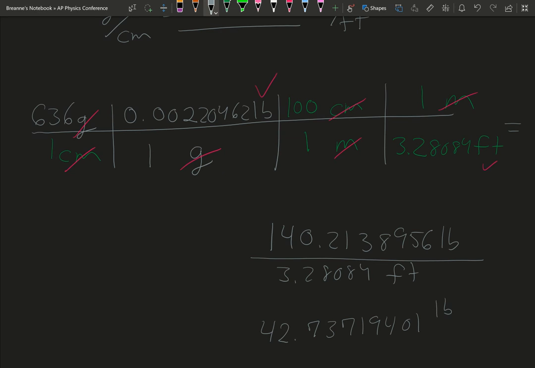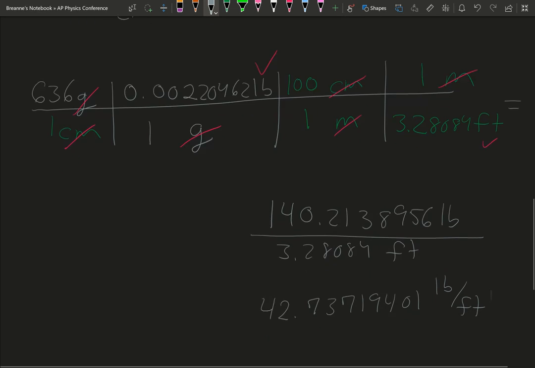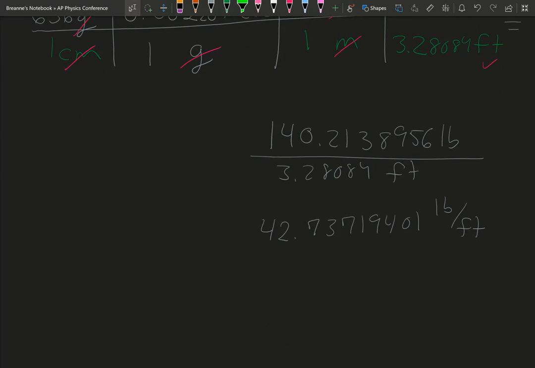42.73719401 pounds per feet. And you put that into scientific notation. So remove the decimal over 1. So we get the answer to be 4.27 e to the 1 pounds per feet.